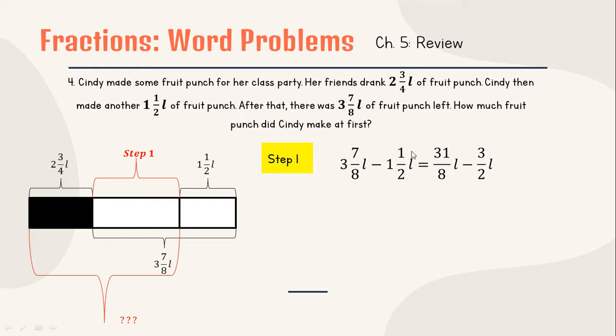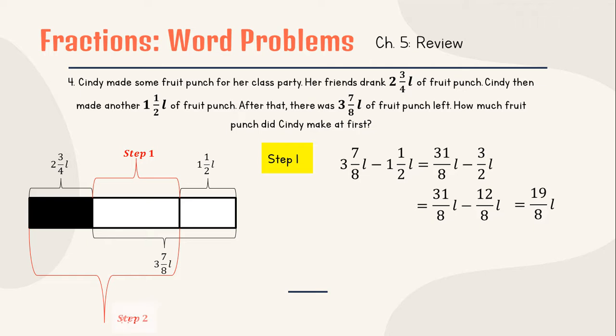So because you have a mixed number, make it into a fraction. 7 per 8 will be 31 per 8. 1.5 will be 3 per 2. If you have any question why it can be like that, go to the previous grade, learn it from there, or you may ask me. After that, because the denominator is not the same, make it the same. So 31 per 8 minus 12 per 8 equals 19 per 8. Easy.